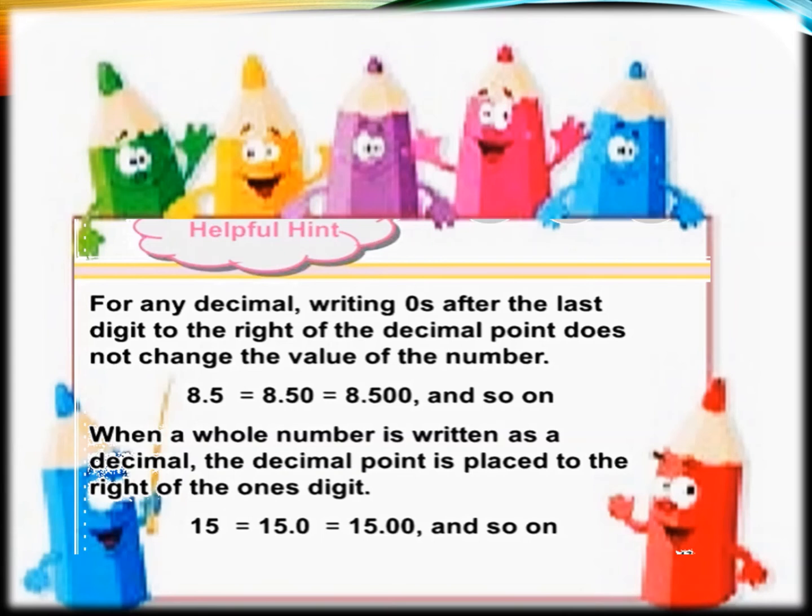When a whole number is written as a decimal, the decimal point is placed to the right of the ones digit. For 15, how shall we write it? 15.0, 15.00 and so on to make it a like decimal number. Clear?